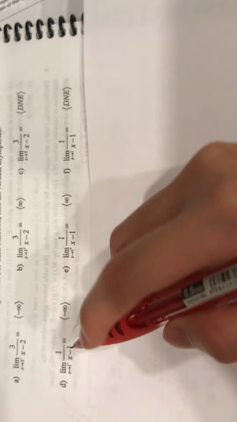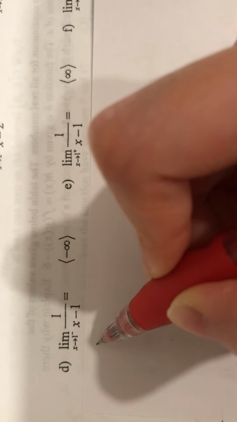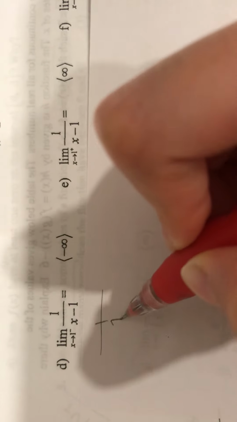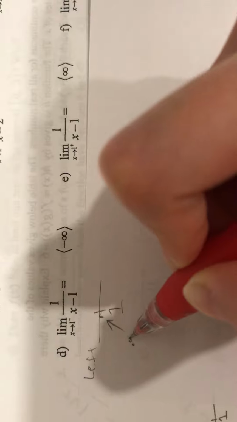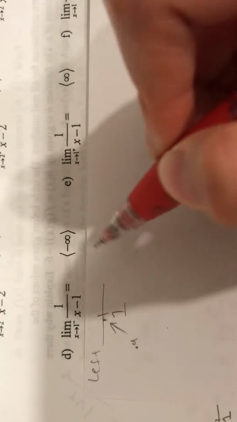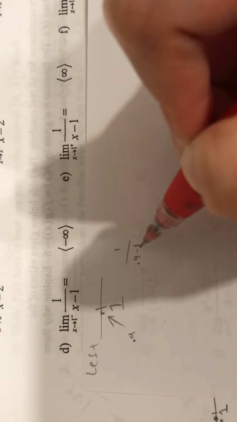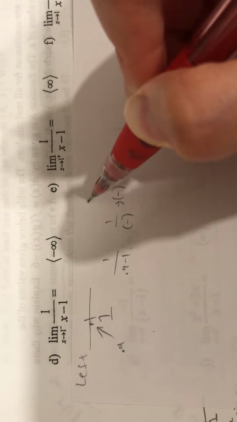So let's take a look at D. The limit as x approaches 1 from the left side. Okay, so let's just draw our number line, 1. This is the left side. So a number close to 1 from the left would be like 0.9. So really you just need to look at the signs, because you already know it'll be reaching like infinity. So 1 over 0.9 minus 1, 0.9 is smaller than 1, so you'll be 1 over like a negative number, which makes it a negative number, so negative infinity. And that's where we get that answer.